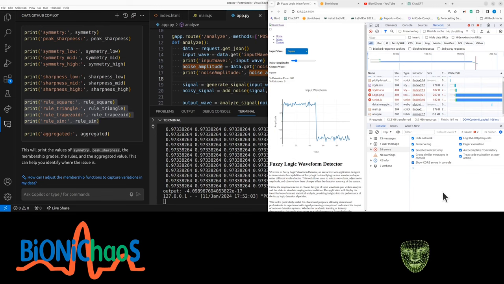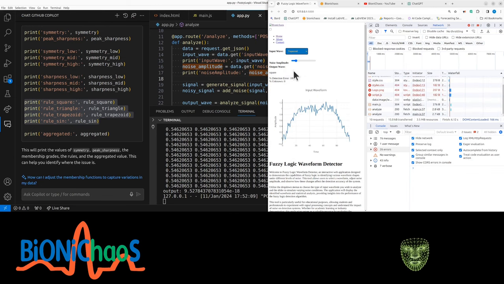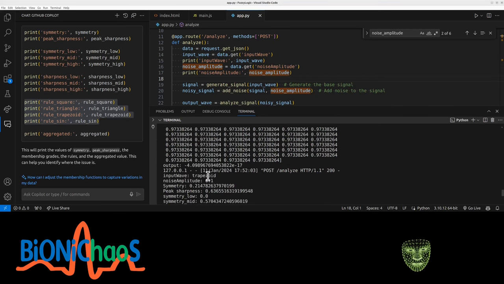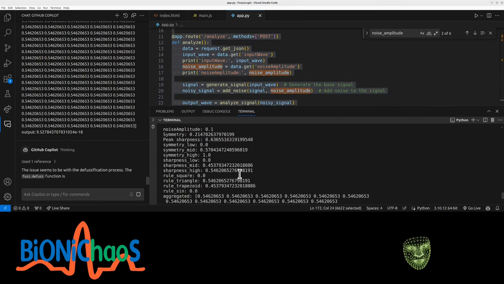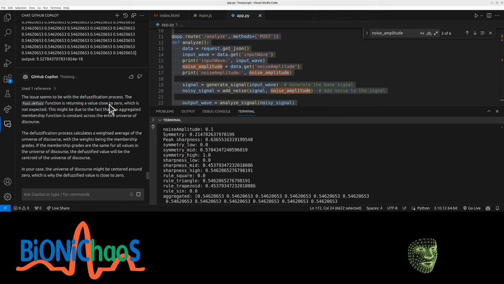Getting an error, I think, from when the noise is too low. This trapezoid noise amplitude. So essentially fixing our model. Bring this very close to zero, which is not expected. This might be due to the fact that the aggregate membership function is constant across the entire universe. That's a good sentence. Constant across the entire universe of discourse, whatever that means.